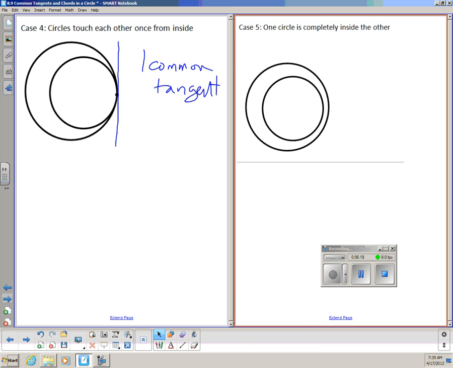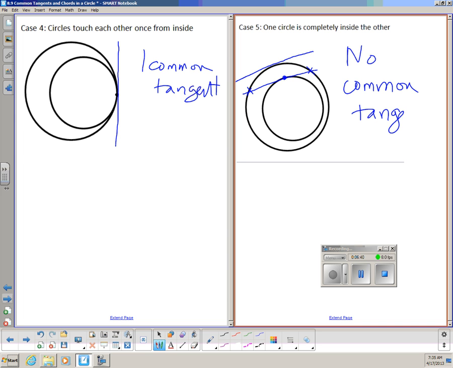In which case, any tangent to the outside circle is never going to intersect the smaller circle. And any tangent to the little circle is going to intersect the big one twice. So there will be no common tangents in this situation. And that's really it. I think once you get the hang of it, it's just kind of common sense and you just figure it out.